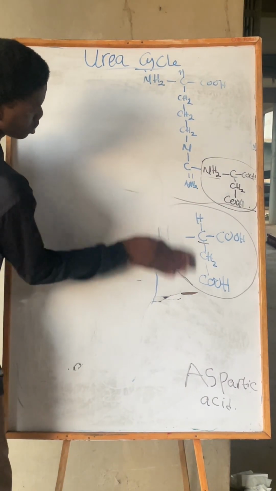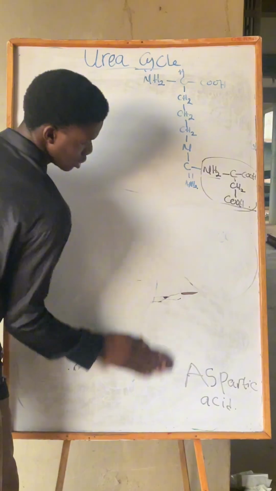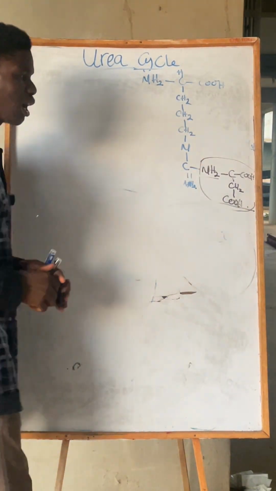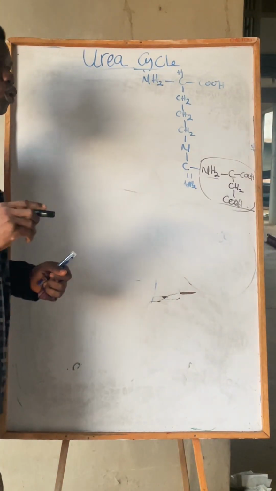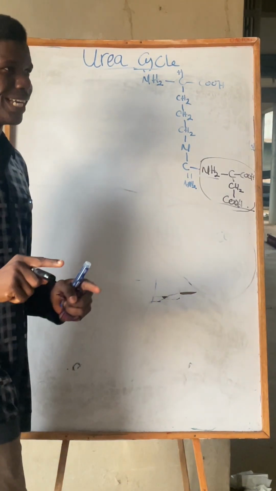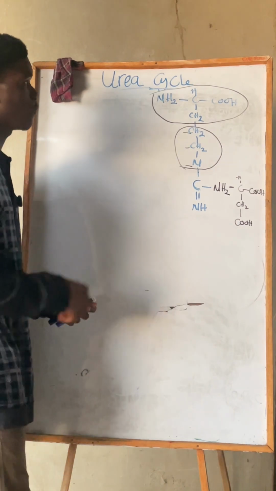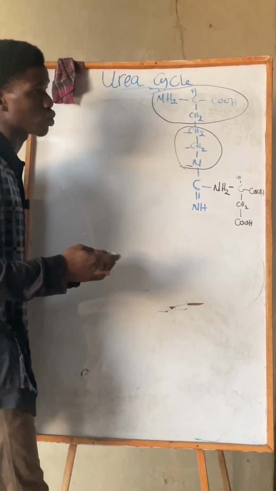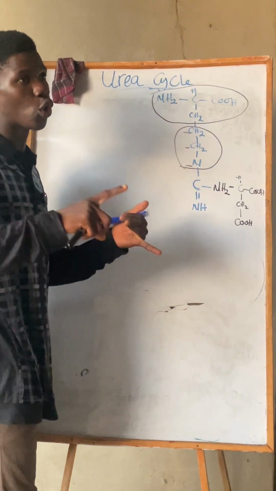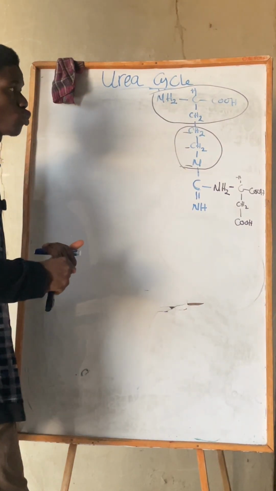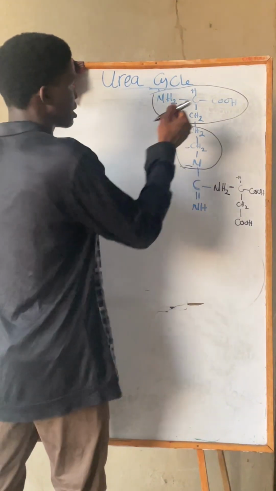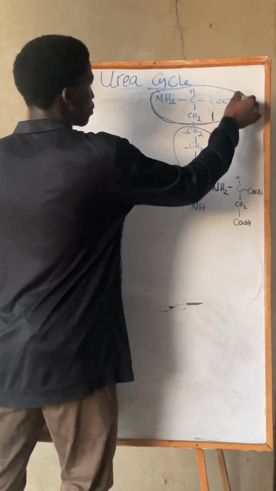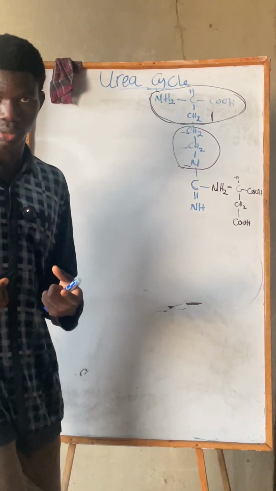So this is what we have. We have this and this. Now, don't forget the structure of your arginine. From the structure of arginine, the first part is alanine, which all amino acids should have. So the first part is alanine. This side is the alanine. The next one is the chain, right?